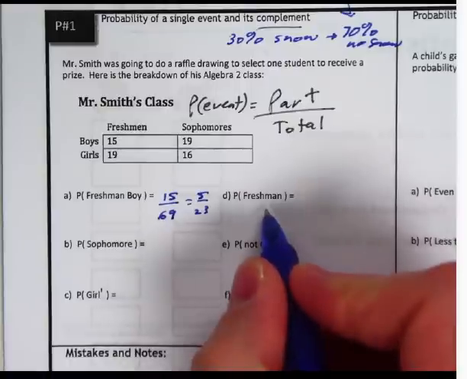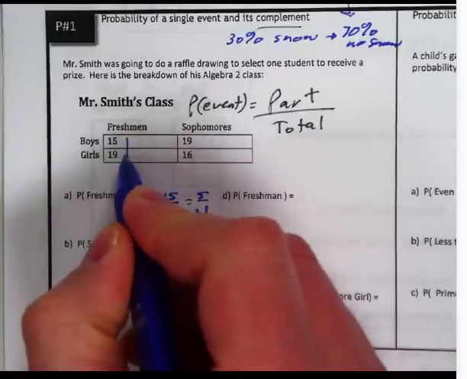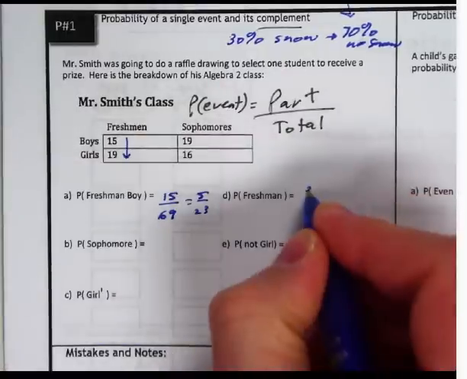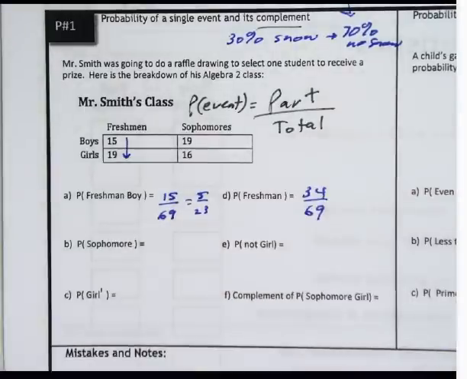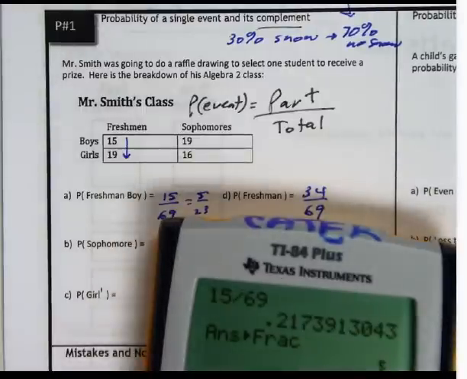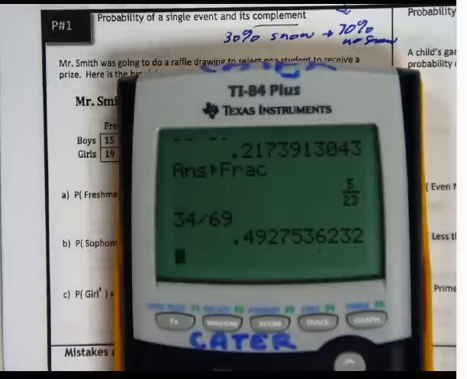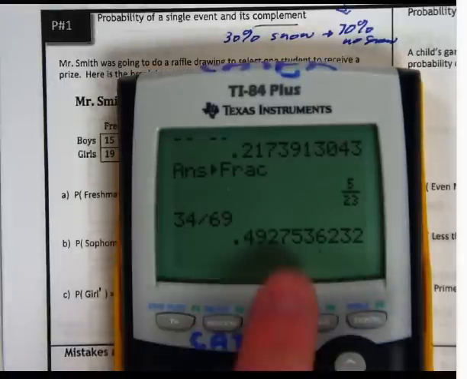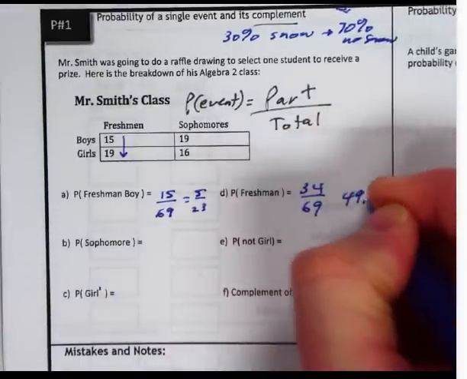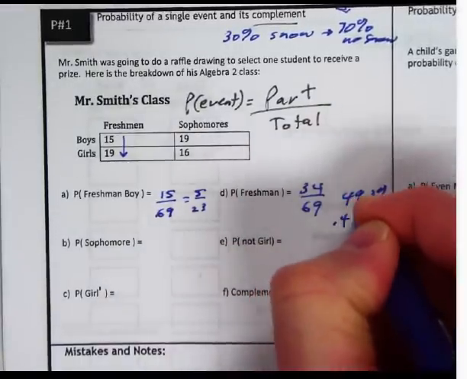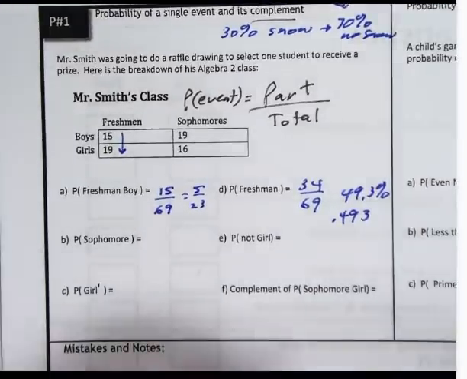Probability that you're a freshman, get all of those. Freshman going down is all of the freshmen, so that's 34 out of 69. And you can turn that into a decimal or a percent. If you want to really get into that, you could go 34 divided by 69, and we have 0.492, so that's 49.3% if we correctly round this. So 49.3% is one way to show it, or 0.493 as a decimal. So decimals, percents, and fractions are all equivalent ways to do this.